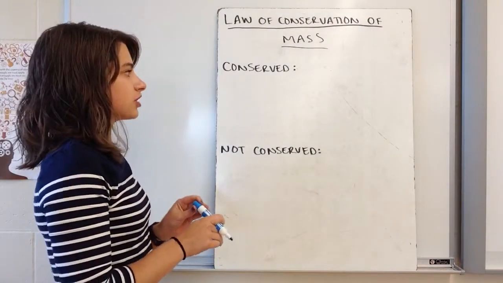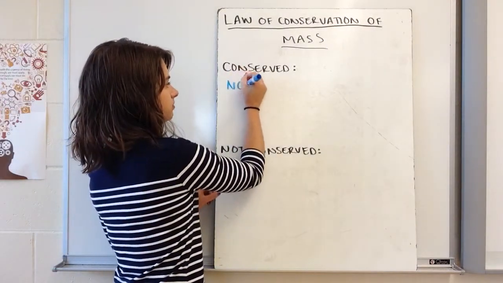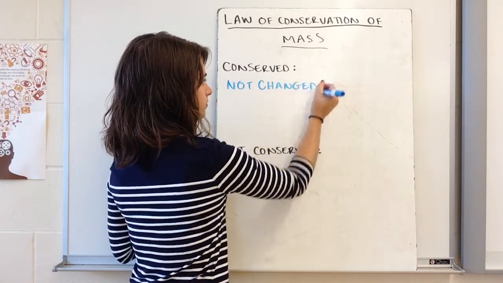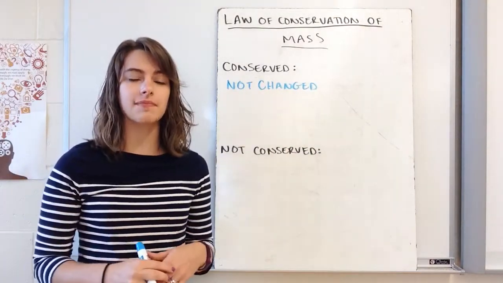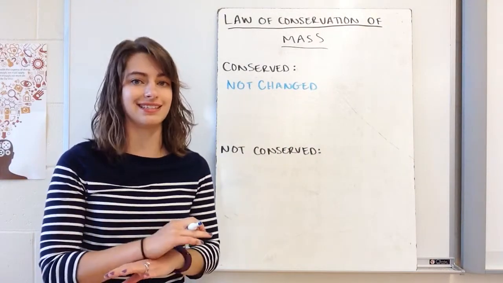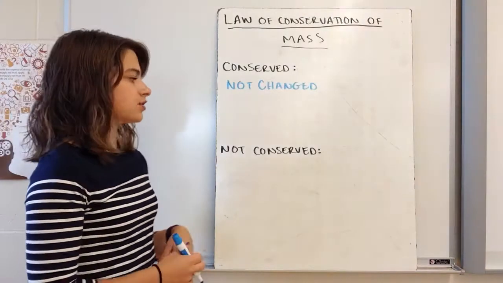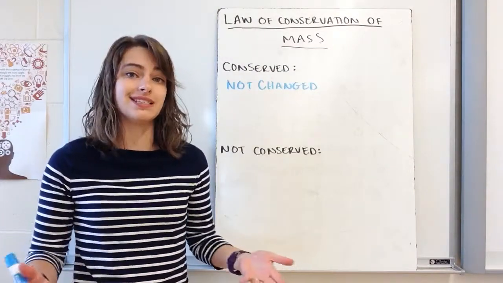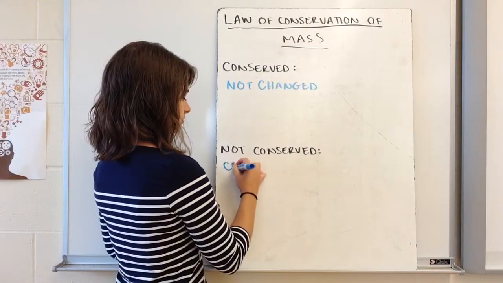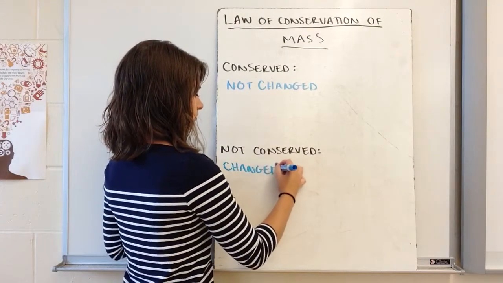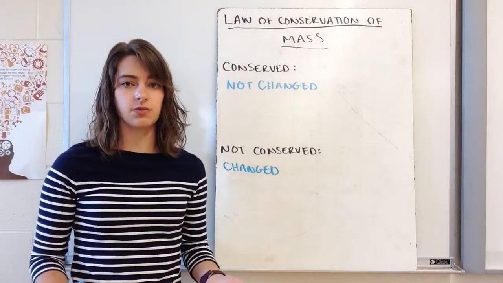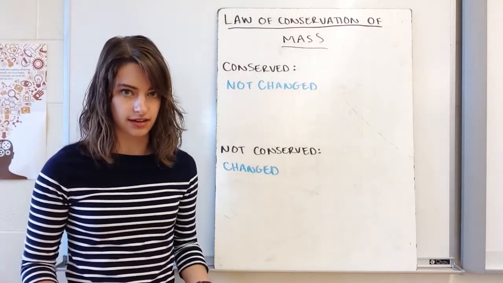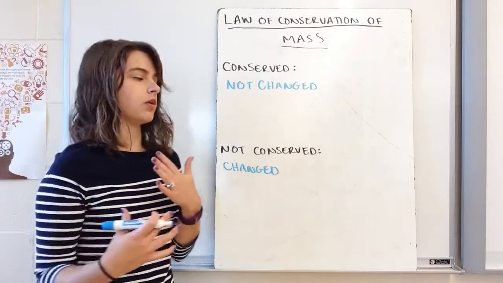So if something is conserved, it means that it is not changed. So it stays the same. So if we're talking about conserving mass, it means that our mass is not changing. The opposite is true for not conserved. If mass is not conserved, it means it changes. If we're talking about not conserving the mass, we are changing the mass. So it's a little bit backwards of what we would typically think.